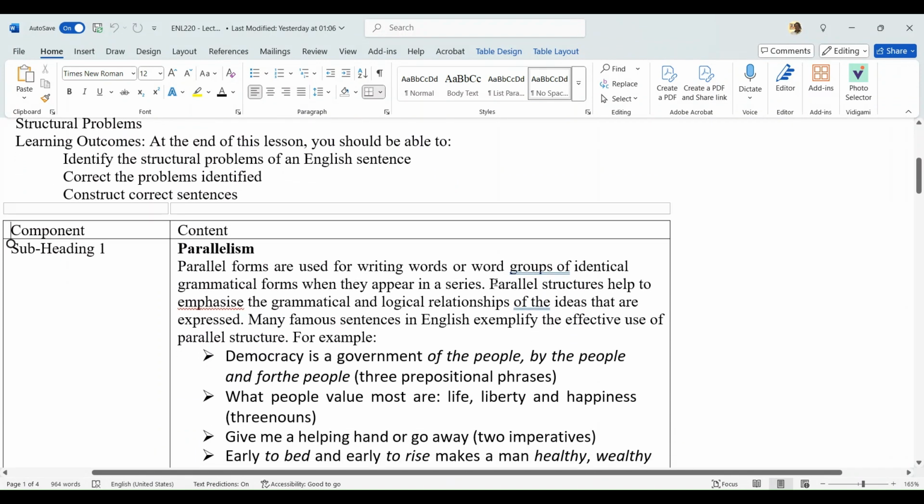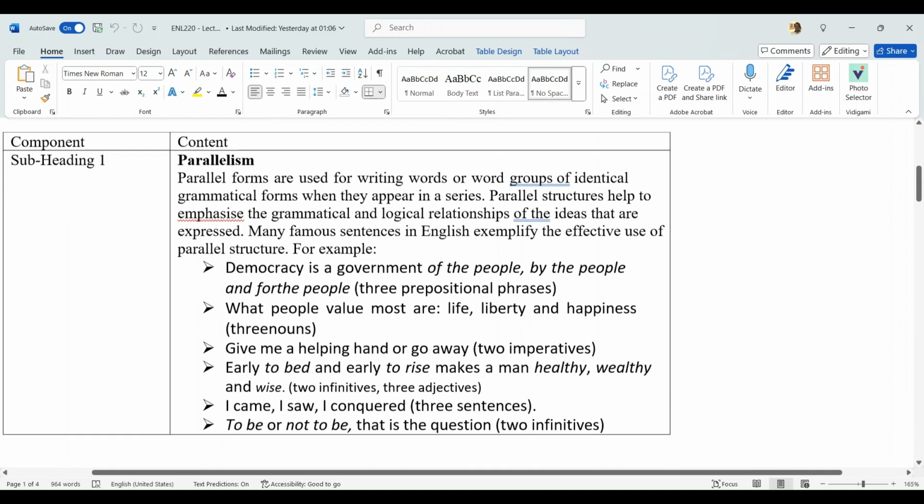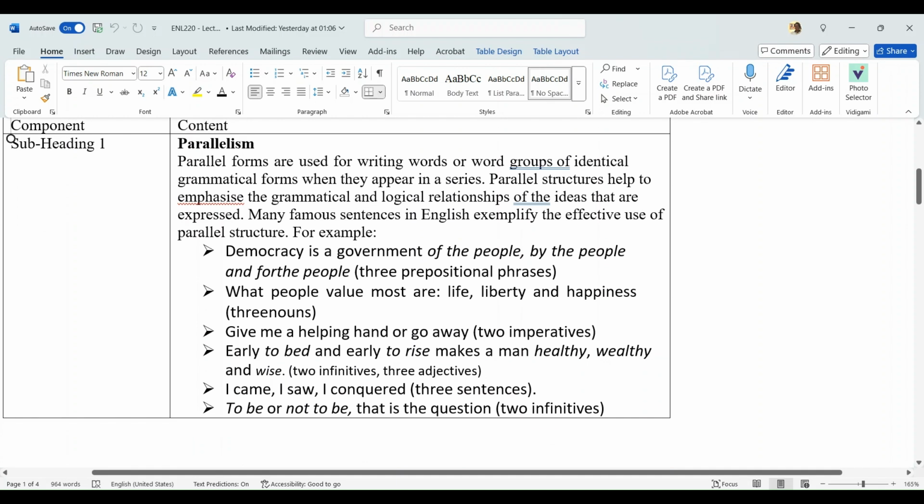Today we'll be looking at structural problems and the learning outcomes. What are we expecting you to be able to do at the end of this lesson? You should be able to identify structural problems of an English sentence, correct the problems, and identify and construct correct sentences. So we are looking at parallelism.